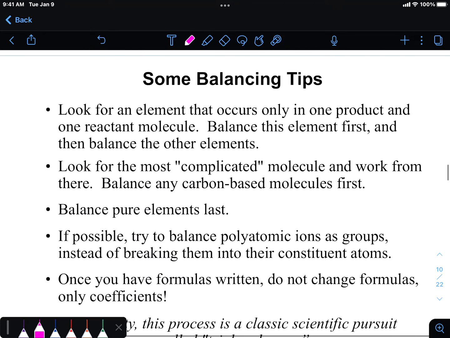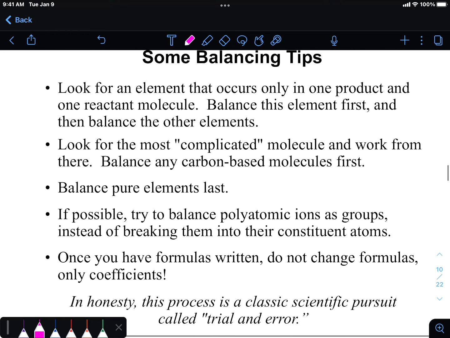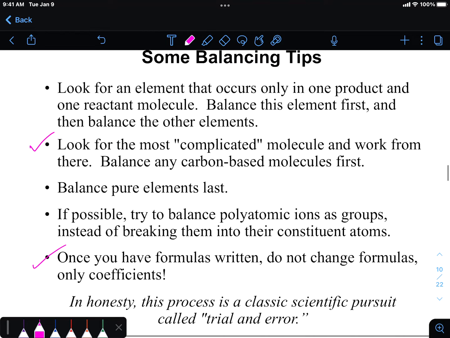All right, so as far as tips, I mentioned this one already. Look for the most complicated molecule, work from there. We've talked about how you cannot change formulas. You can only change coefficients. If you see polyatomic ions, they make balancing an equation easier, believe it or not, right? Because polyatomic ions tend to stick together, and you're going to see that in a minute.